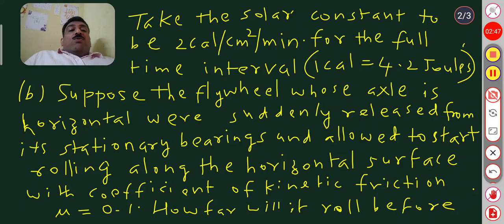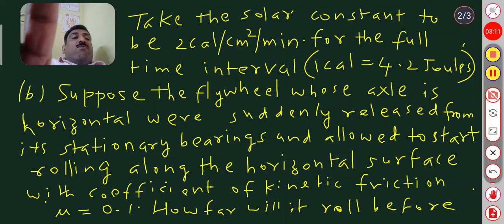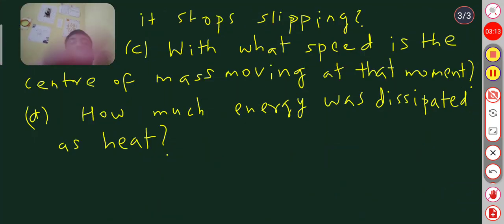Suppose the flywheel, whose axle is horizontal, was suddenly released from the stationary bearings and allowed to start rolling along a horizontal surface, and the coefficient of kinetic friction of that surface is 0.1. So how far will it roll before it stops slipping?